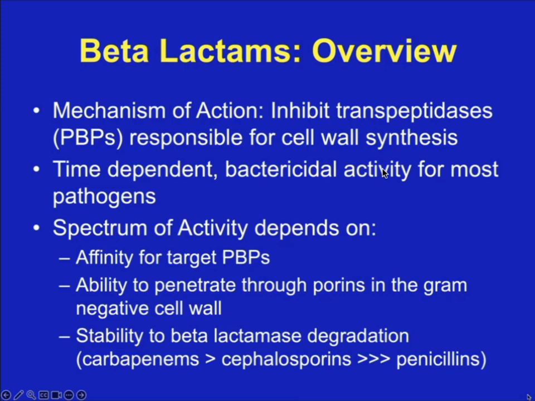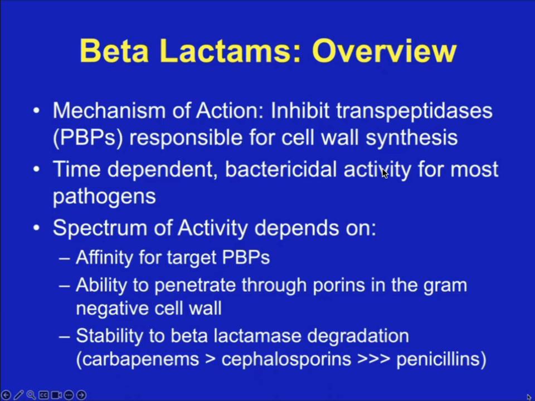Unlike other antibiotic classes, which we'll talk about in the future, these tend to be dosed more frequently. Exceptions are ertapenem and ceftriaxone, but they tend to be dosed more frequently because that's the way it works. You want to keep it there all the time.